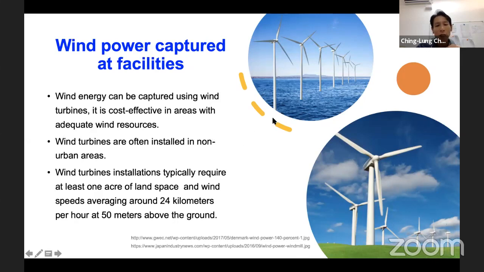And usually we have these wind turbines near the ocean in Taiwan. So if someday you have a chance to visit Taiwan, you will see a lot of wind turbines near the ocean coast, because usually the wind is stronger there. So they can use the advantage of the strong wind to convert the wind into electricity.